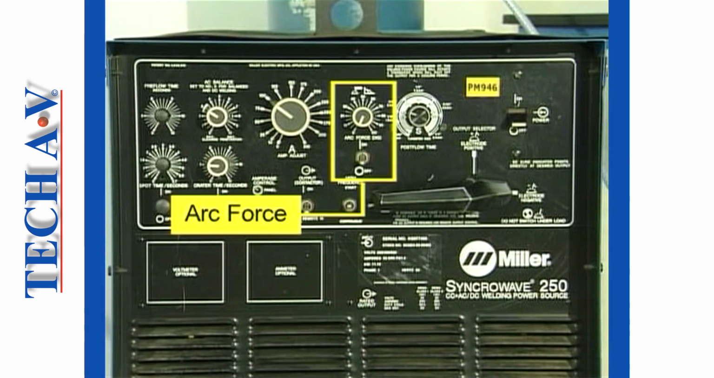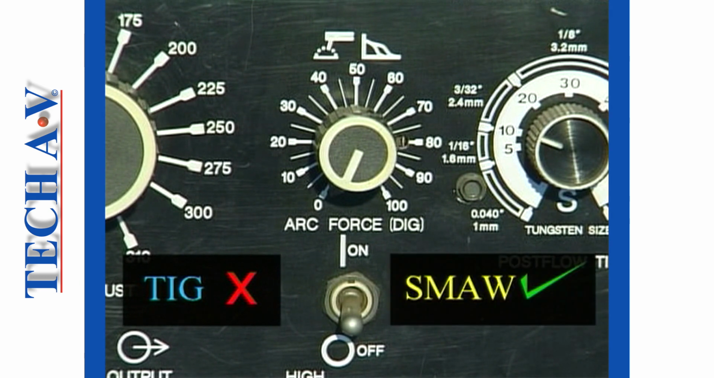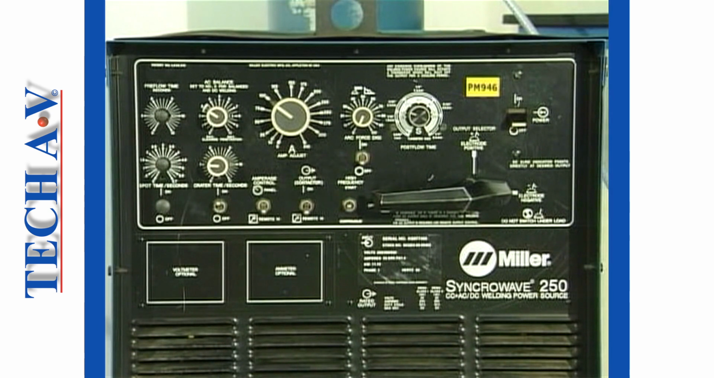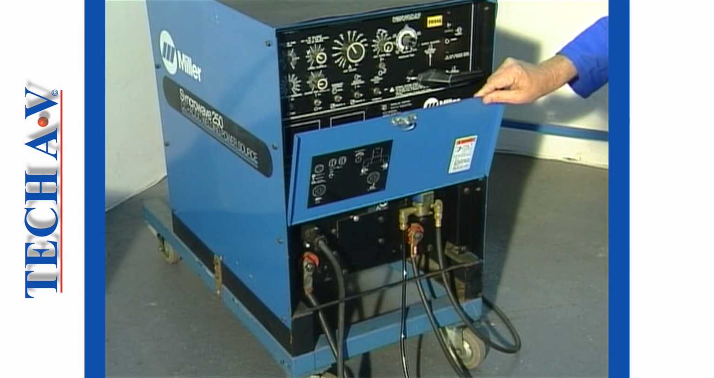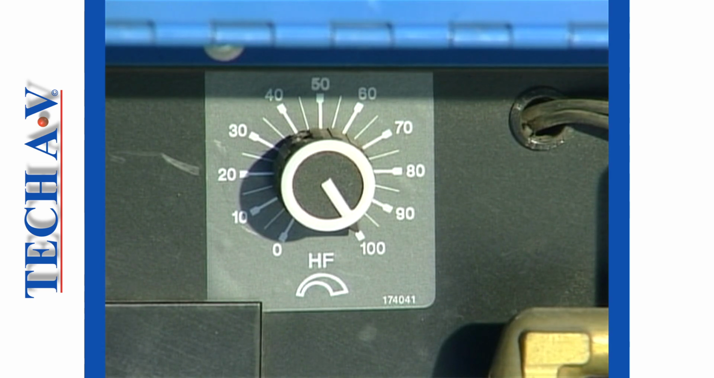The next controller, namely the arc force setting control, is not used for TIG operations. This control is used with SMAW welding and should be set to the off position during TIG welding. All the controls that are placed on the front panel of a machine are known as operator controls because the welder has direct access to them when needed. You may find that other, less frequently needed controls are not easily accessible, such as the high-frequency adjuster on this unit.